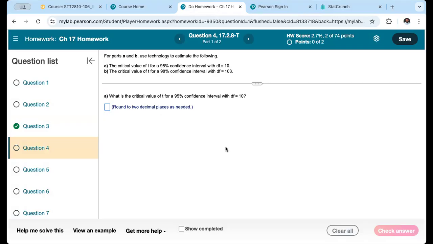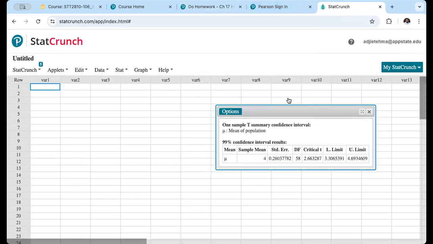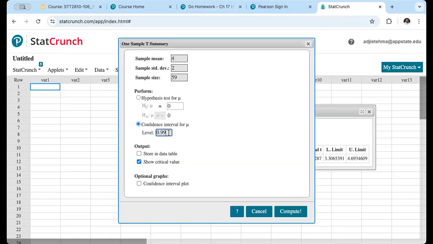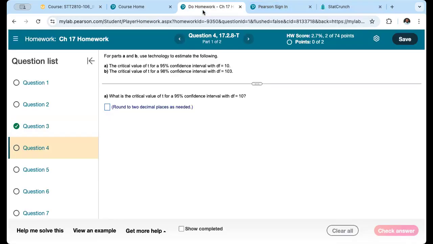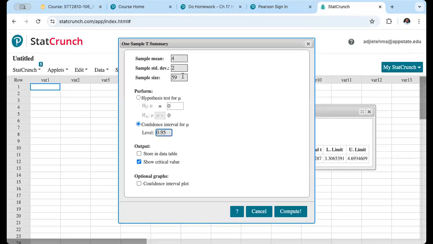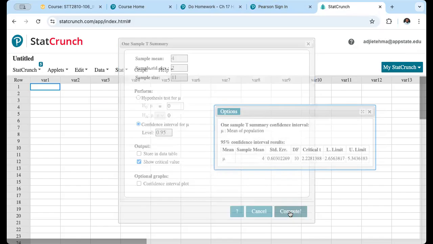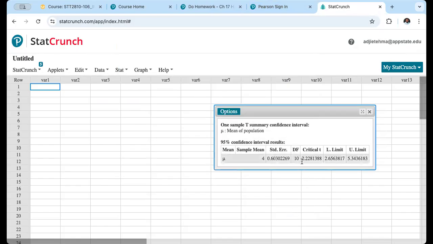Now, question 4.2 is the same thing. You are going to find a critical value for 95% confidence interval with the degree of freedom to be 10. So I'll just do the A and then you can proceed with the rest. So option 95, you change this to be 95. And then degree of freedom is 10, so sample size is 11. So you see, T is 2.228.